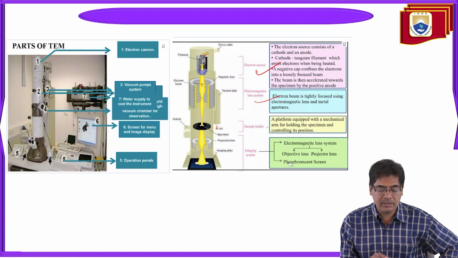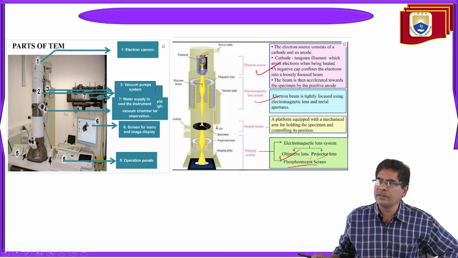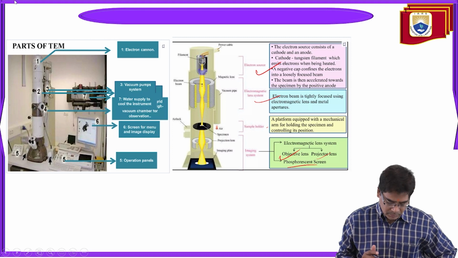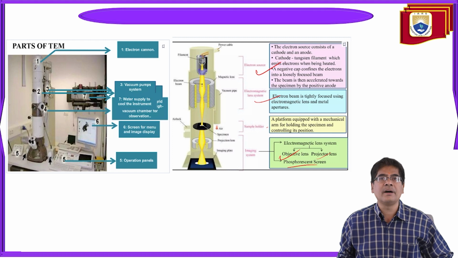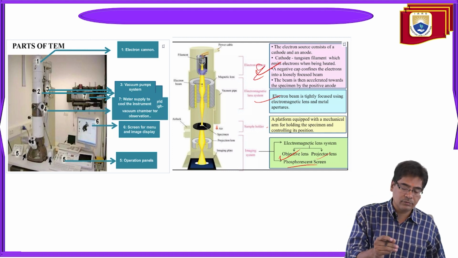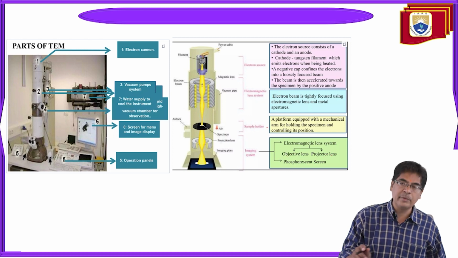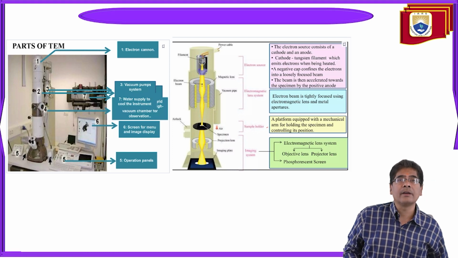This electromagnetic imaging is further divided into two lenses: one is the objective lens, and another is the projector lens. And we have the fluorescent, phosphorescent screen incorporated into the device. So the basic parts of the TEM consist of the electron source, electromagnetic lens system, sample holder, and imaging system. These are the main parts of the transmission electron microscope.